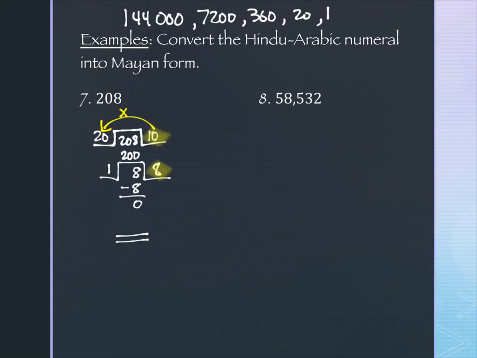3 dots in 1 line. What goes on top? The dots. So I do 3 dots and 1 line. That's really long compared to my other lines. We'll go with that. This is the Mayan equivalent of our number 208.